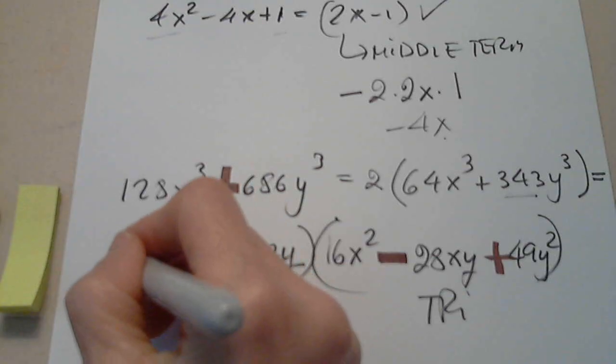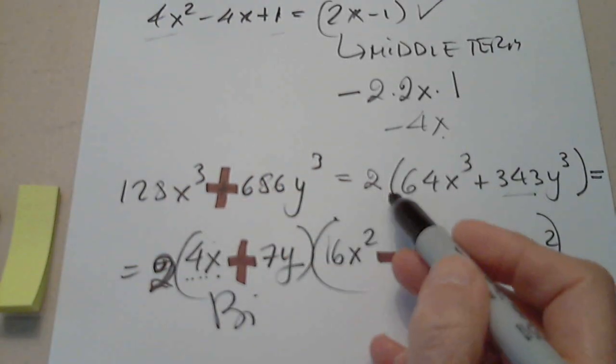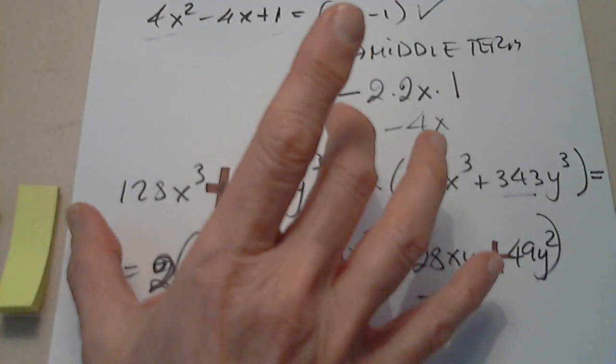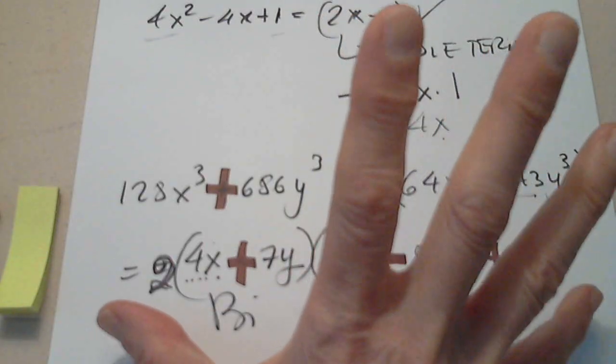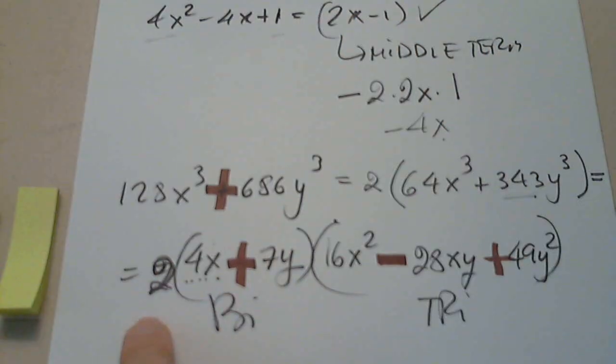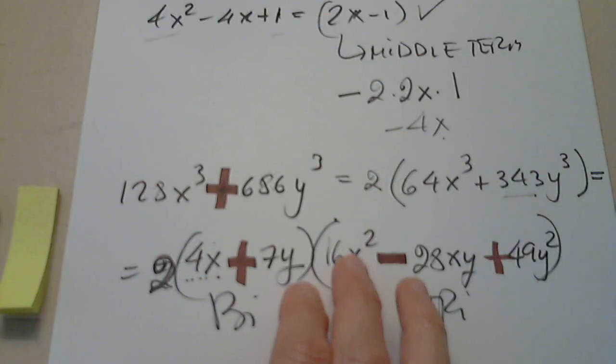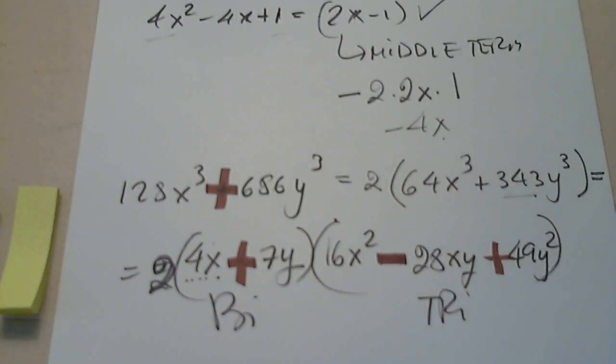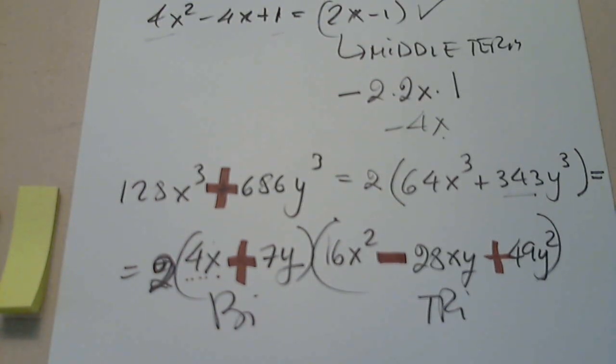But of course I have to have the 2 in front. This is an integral part of the whole thing. It's a factor, it has to be there. So the correct factored form of this is all this: 2, quantity 4x plus 7y, quantity 16x squared minus 28xy plus 49y squared. That's what happens when I don't follow my own strategy, step by step. I would have said, oh, it's not factorable.